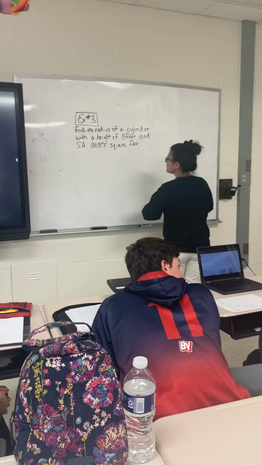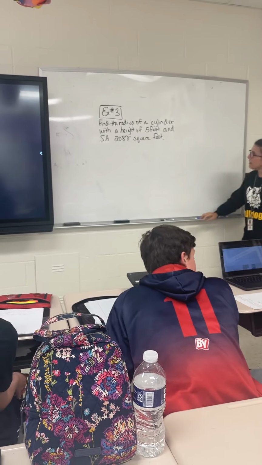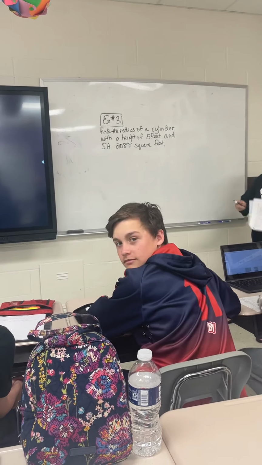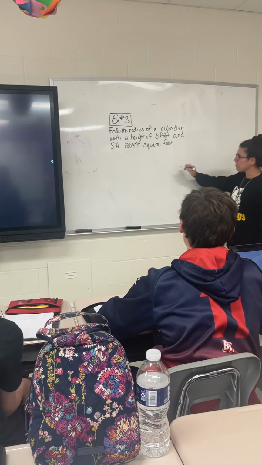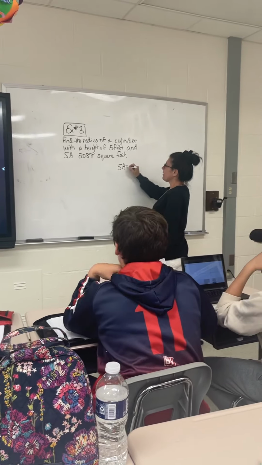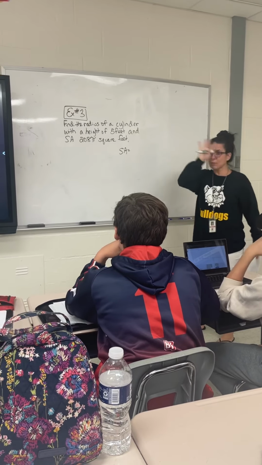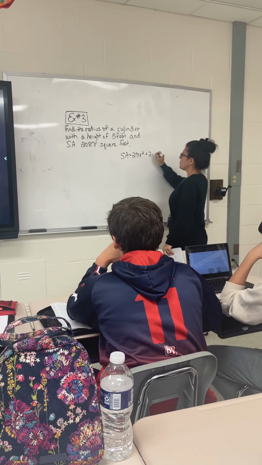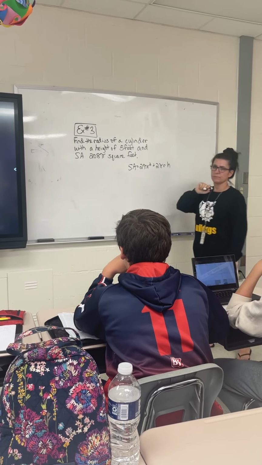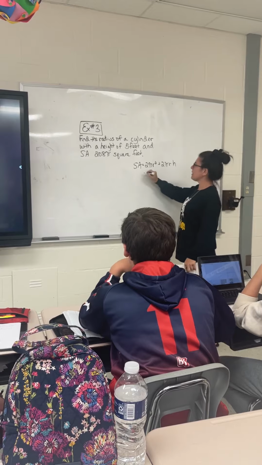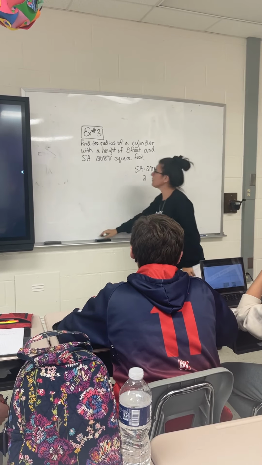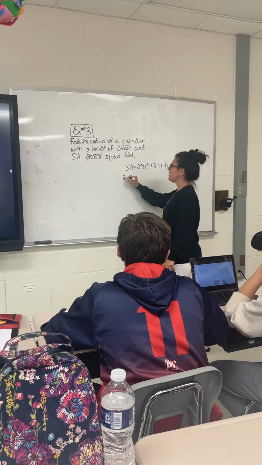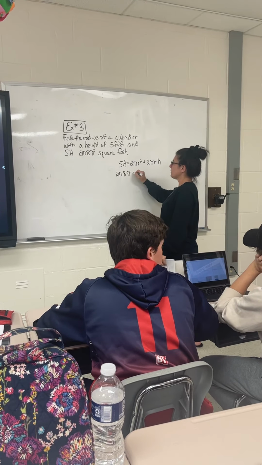Find the radius of a cylinder with a height of 5 feet and a surface area of 208 pi square feet. We're going to start by writing our formula. Just like any formula, you have to be able to use the formula no matter what's given to you. So 2 pi r squared plus 2 pi rh. When we plug this in, we know the surface area, I'm going to take out surface area and I'm going to plug in 208 pi.